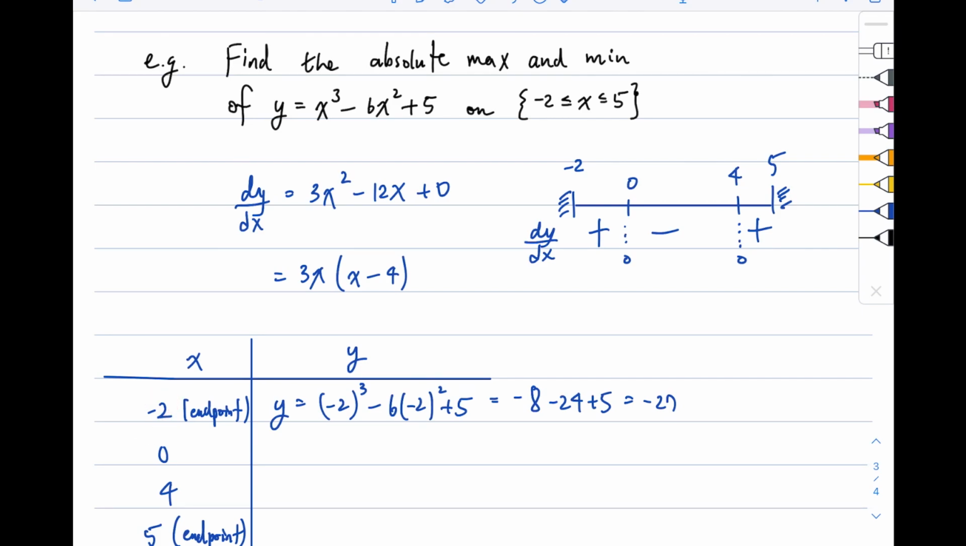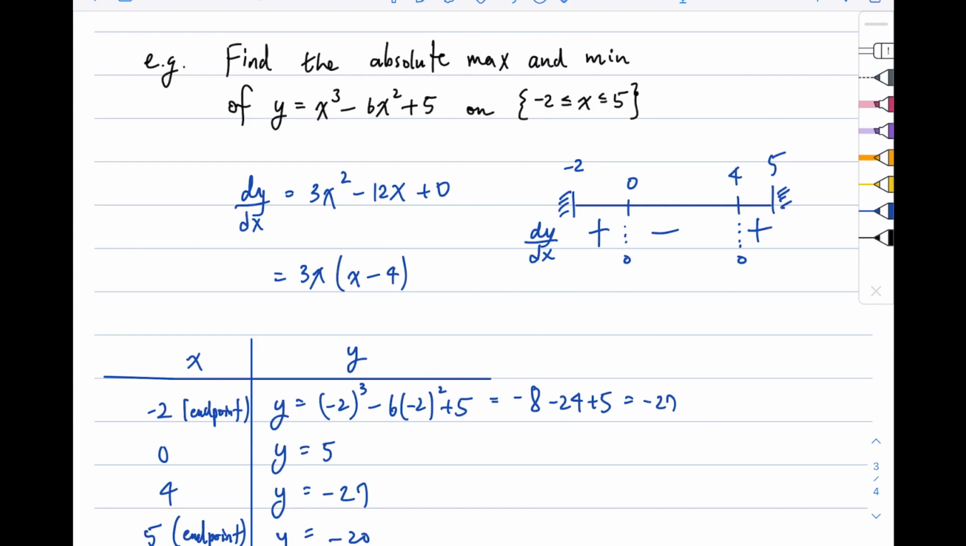In the same way, you can use a calculator if you want to compute these values. I have these values written down. The y value here is easy to figure out. That's just 5. When x is 4, the y value is -27 again. When x is 5, the y value is -20. You can compute those on a calculator or by hand, whatever you want.